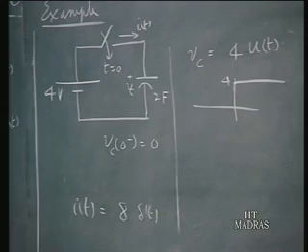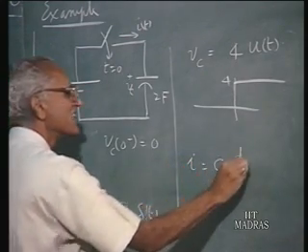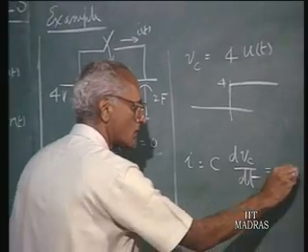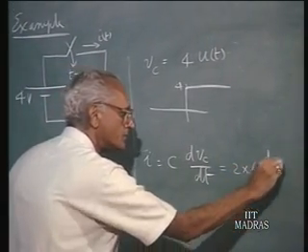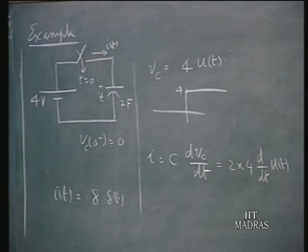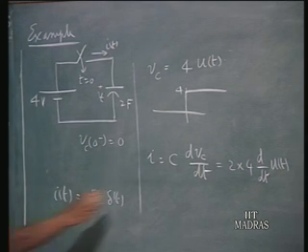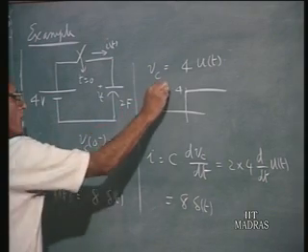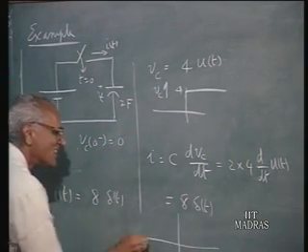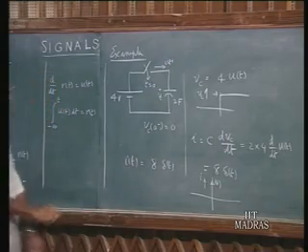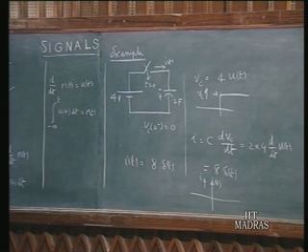We know that the current in a capacitor is C dVc/dt. I equals C dVc/dt. That is the basic equation, the terminal relation for a capacitor. Now in this case, the capacitor is 2 farads, therefore 2 times 4 times d/dt of u(t). That is the expression for the current, and we have just now observed d/dt of u(t) is delta(t), therefore this is 8 delta(t). So if you look at the waveform of the current in the capacitor, it is a delta of 8 units magnitude sitting at the origin. That is the expression for the current in the capacitor.